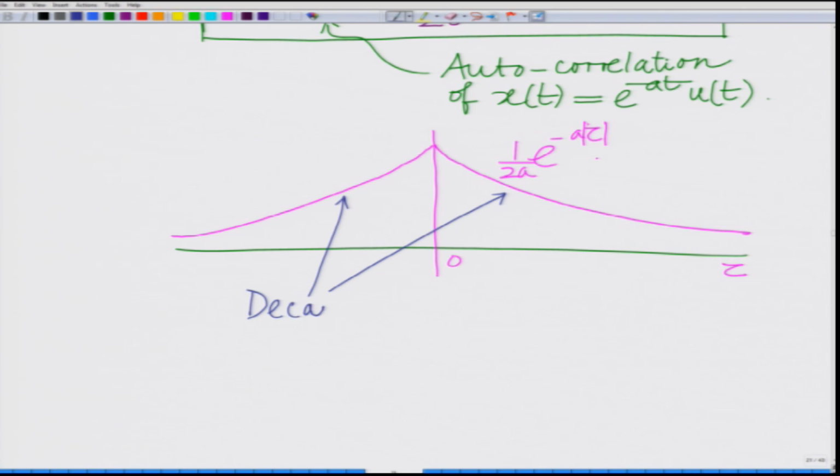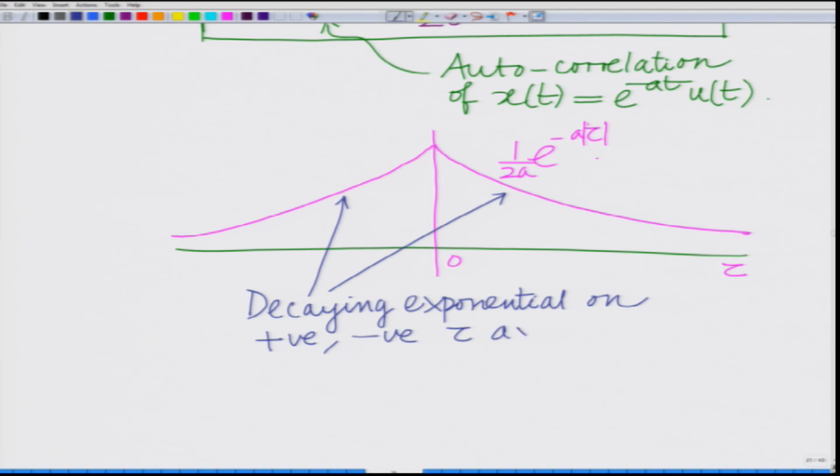Decaying exponential on positive and also the negative tau axis, okay. Two-sided exponential which is decaying on both the positive tau axis and also the negative tau axis. So, this is the autocorrelation function of e power minus at u(t). Okay, this is the autocorrelation function.